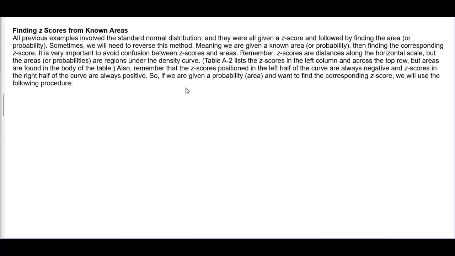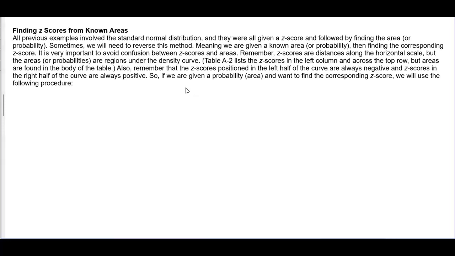It is very important to avoid confusion between z-scores and areas. Remember that z-scores are distances along the horizontal scale, but the areas or probabilities are regions under the density curve. Now, Table A2 lists the z-scores in the left column and across the top row, but areas are found in the body of the table. Also remember that z-scores in the left half of the curve are always negative, and z-scores in the right half of the curve are always positive.